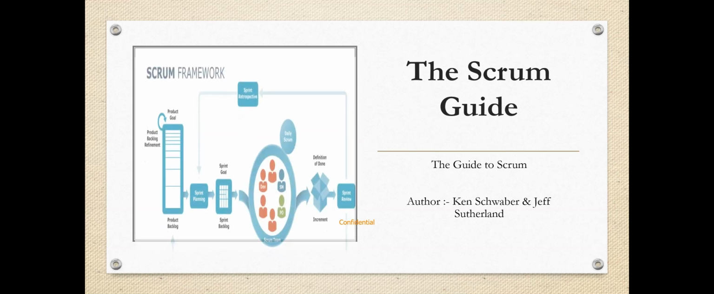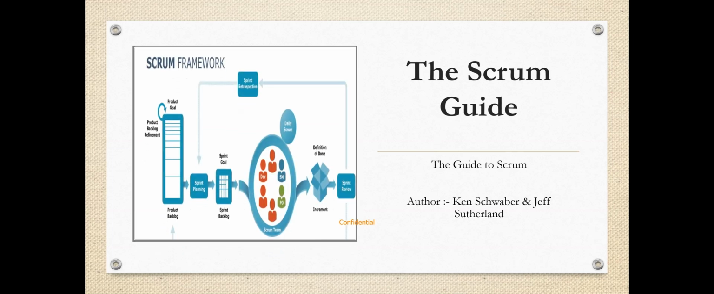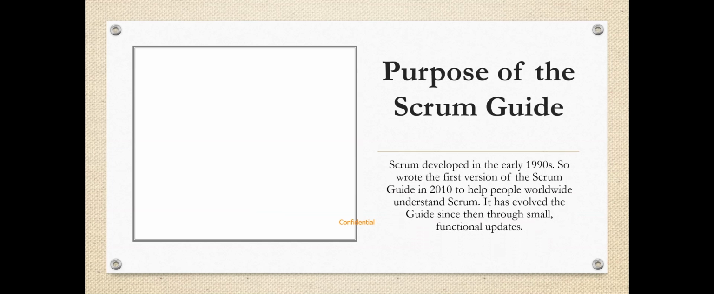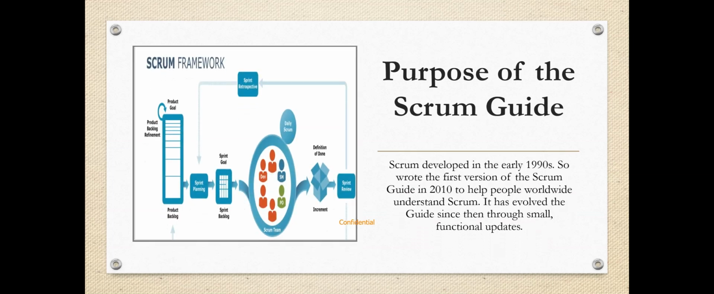Scrum Guide. The Definitive Guide to Scrum, The Rules of the Game. By Ken Schwaber and Jeff Sutherland. Purpose of the Scrum Guide. We developed Scrum in the early 1990s. We wrote the first version of the Scrum Guide in 2010 to help people worldwide understand Scrum. We have evolved the guide since then through small, functional updates. Together, we stand behind it.